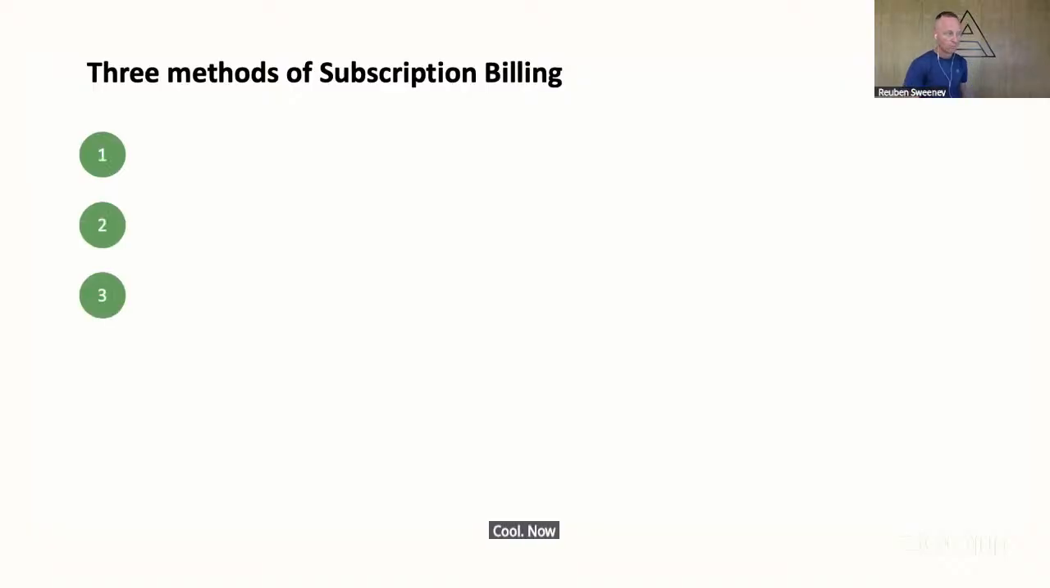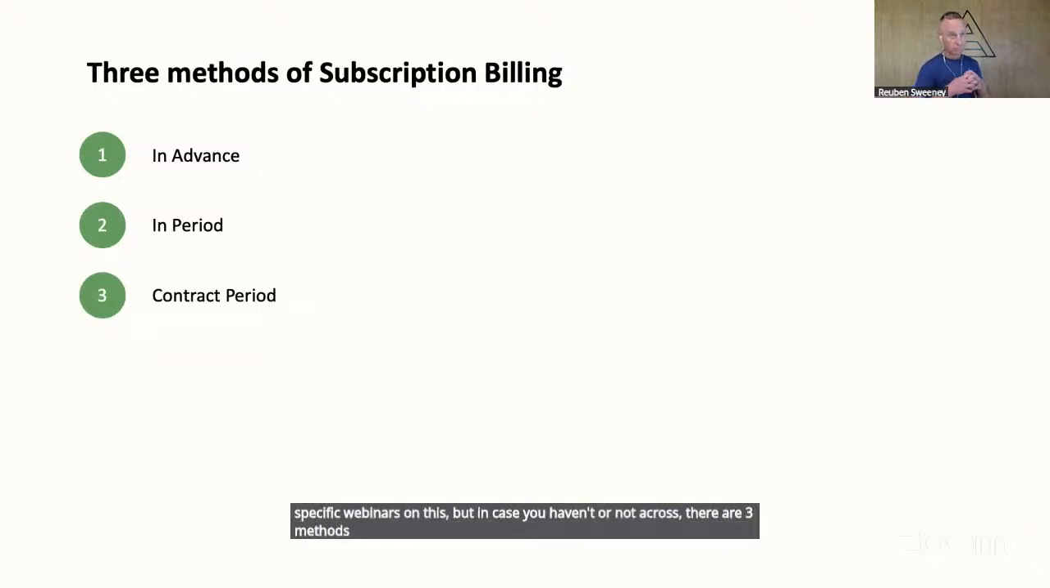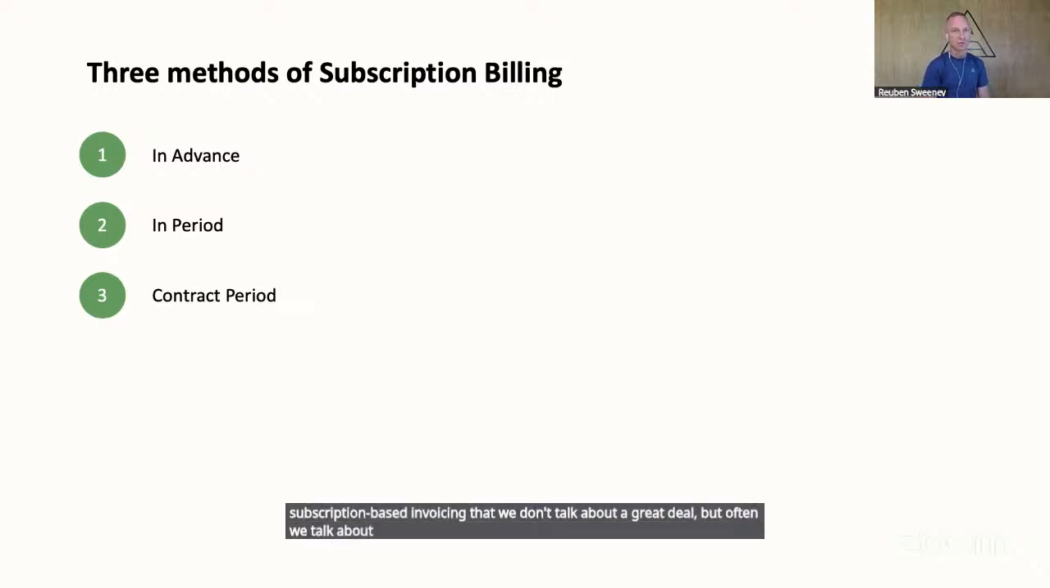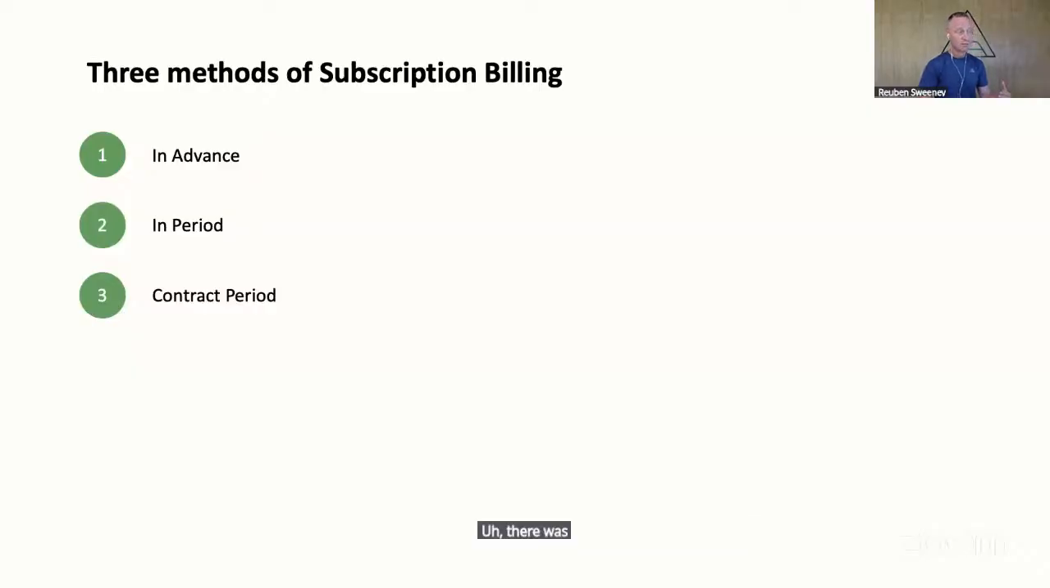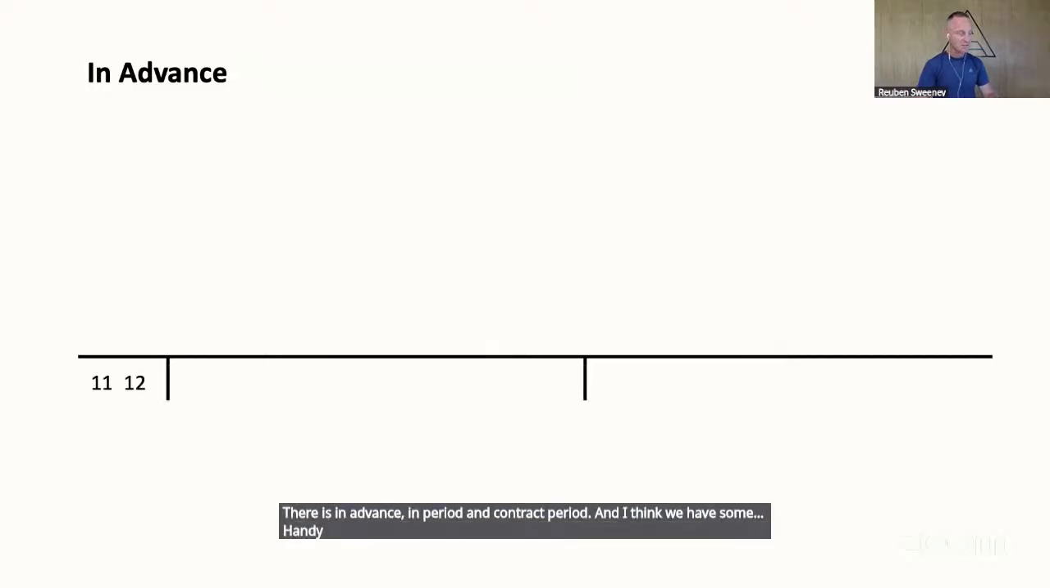Now, within that, we have historically run a lot of specific webinars on this, but in case you haven't or not across, there are three methods within subscription-based invoicing that we don't talk about a great deal. Often we talk about fixed monthly fees or retainer-based invoicing, and we just treat them all the same, but it's not the case. There are at least three different methods: in advance, in period, and contract period. And I think we have some handy slides Will's put together for us here.